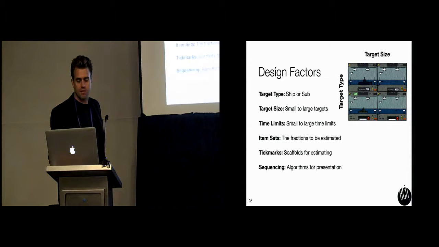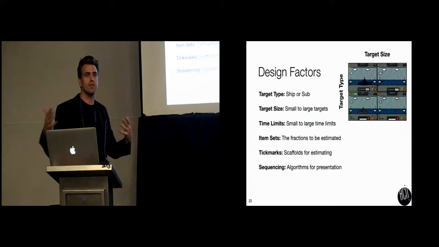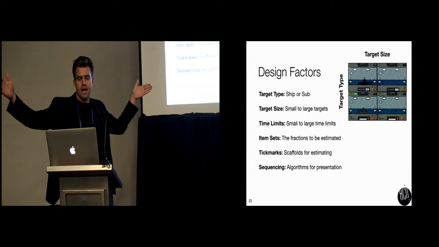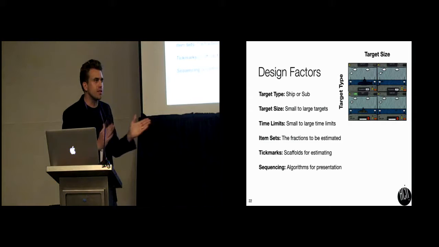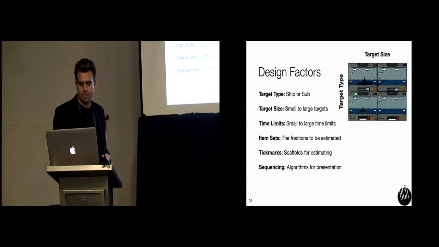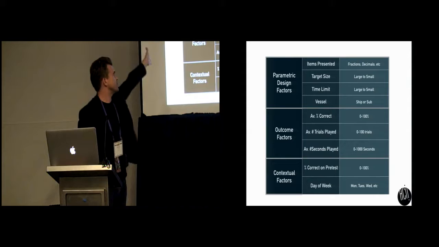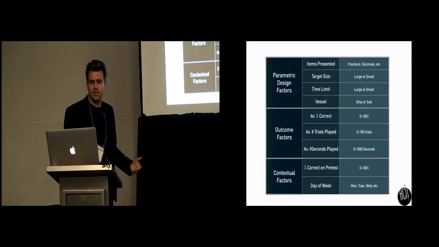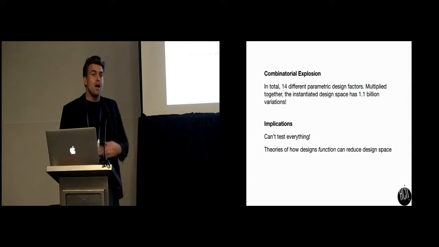And it's got all these design factors: whether you're typing or clicking, whether it's a ship or submarine, how big that target is. If it's a bigger target, it's easier to hit. How long the time limit is, what fractions we're presenting, whether there are tick marks to scaffold your estimates, how we're sequencing the fractions based on your mistakes. You can break all these up. They're these parametric design factors, and they produce these outcome measurements in terms of how long people play and the mistakes that they make, and then there are other covariates, like the time of day. But when you put together all the different design factors, there are 1.1 billion variations.